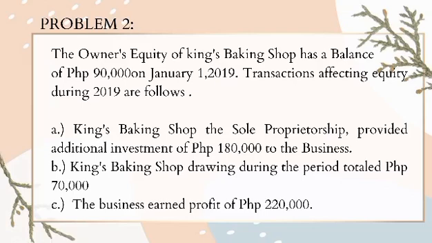Problem number 2. The owner's equity of King Baking Shop has a capital balance of 90,000 on January 1, 2019. Transactions affecting equity during 2019 are as follows. A. King Baking Shop, the sole proprietorship, provided additional investment of 180,000 to the business. B. King Baking Shop drawings during the period totaled 70,000. C. The business earned a profit of 220,000.